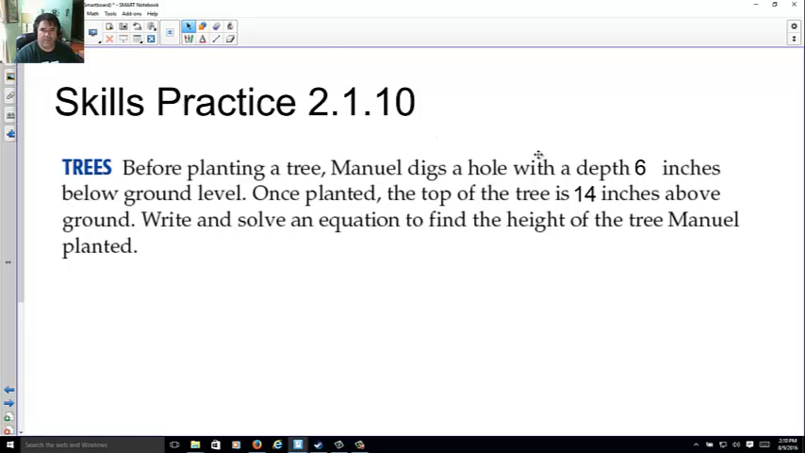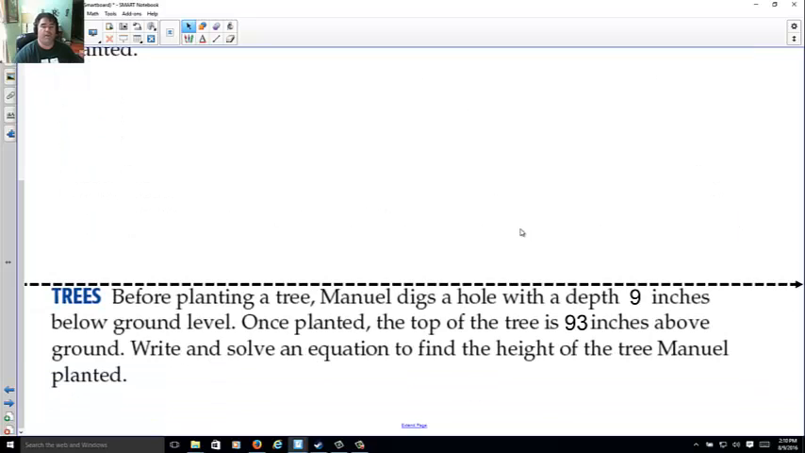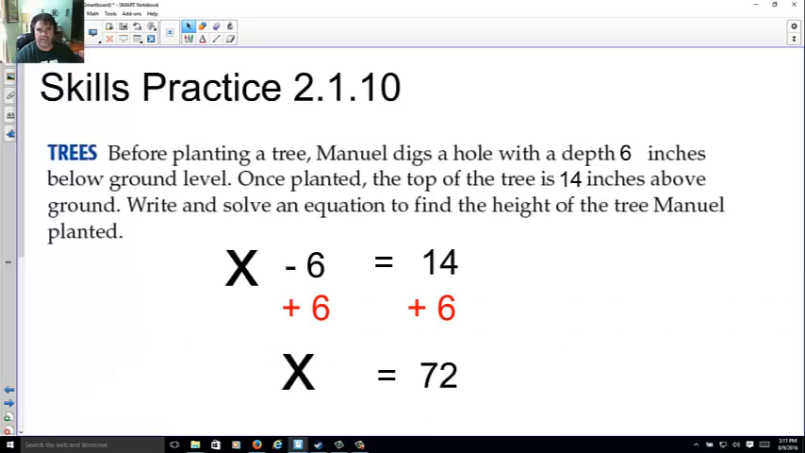Skills practice time. We're going to dig 6 inches below ground level, and we're going to be 14 inches above the ground, so itty-bitty plants. Go ahead and figure out how big the tree has to be. Go ahead this time. Pause. Let's see how you did. Oh, and the other one. What if he's digging a hole 9 inches and he wants it to be 93 inches above the ground? Go ahead and try that one. Let's see how you did.